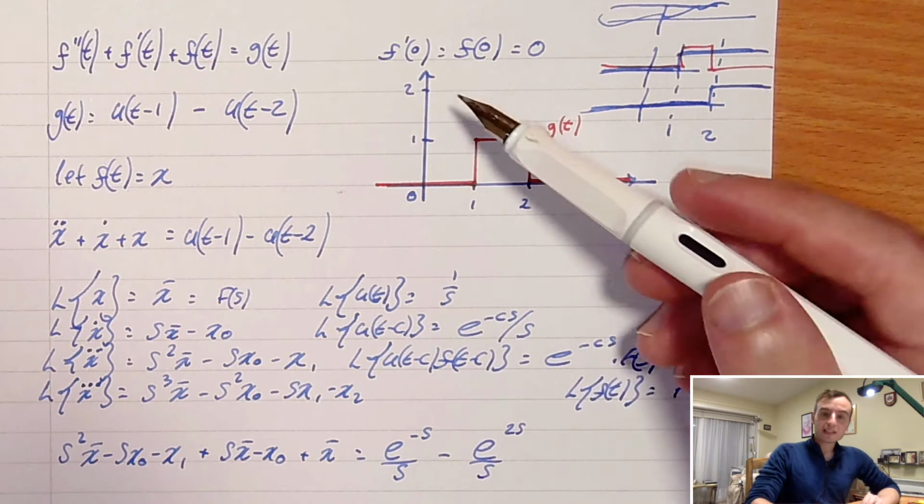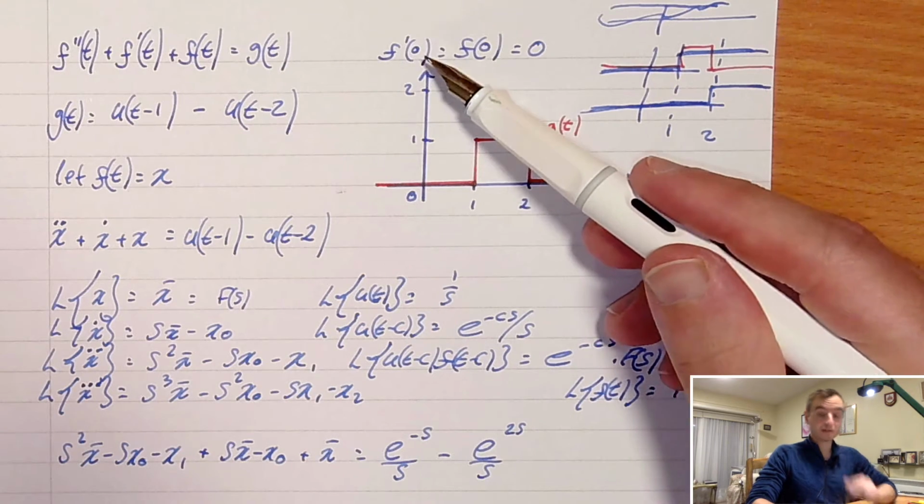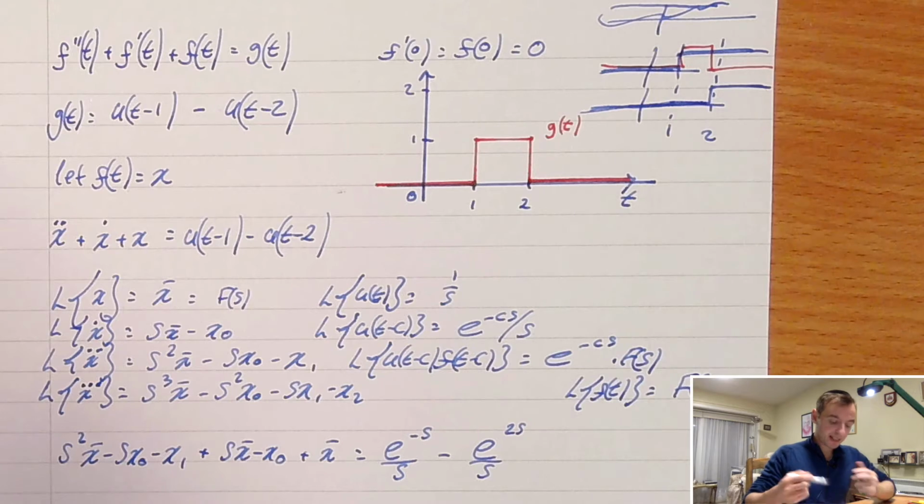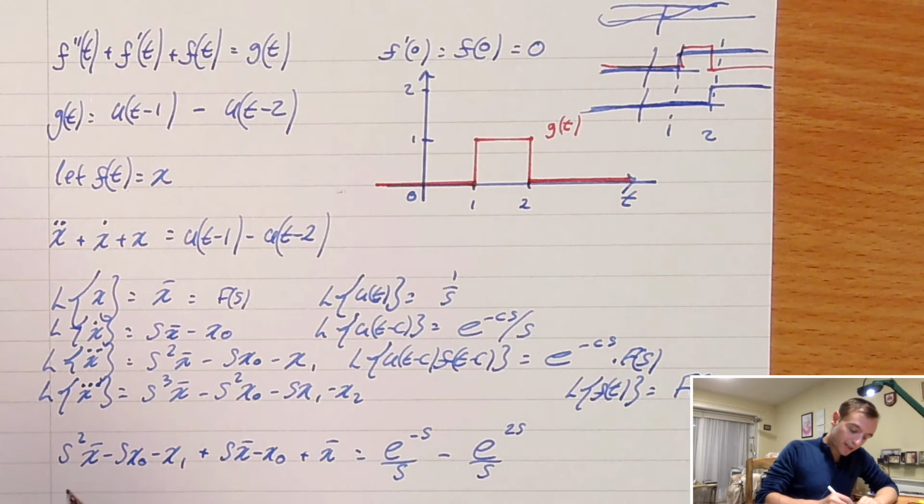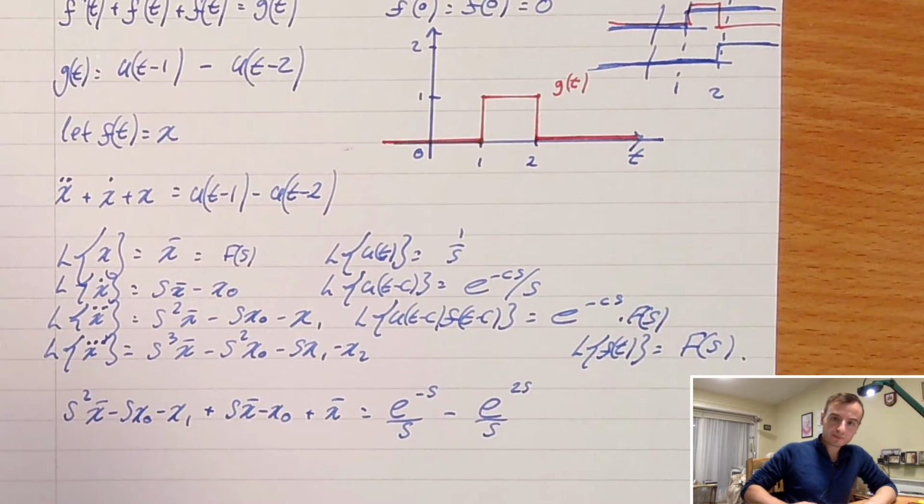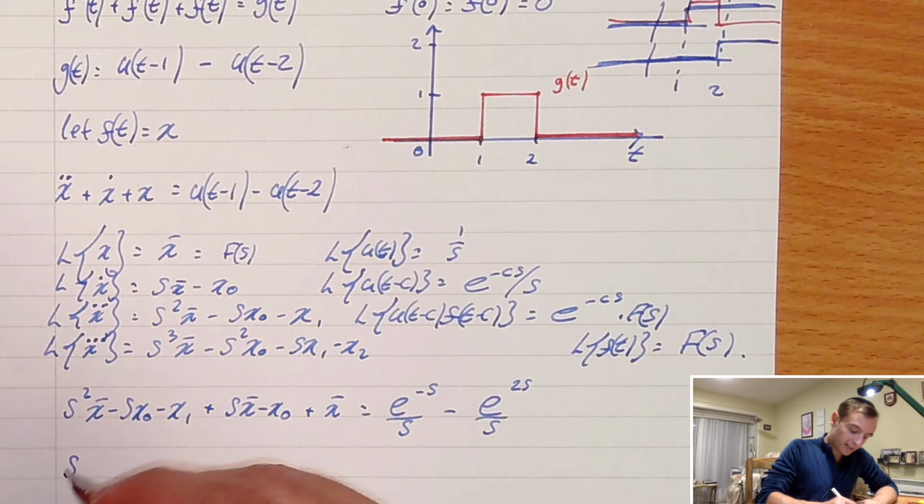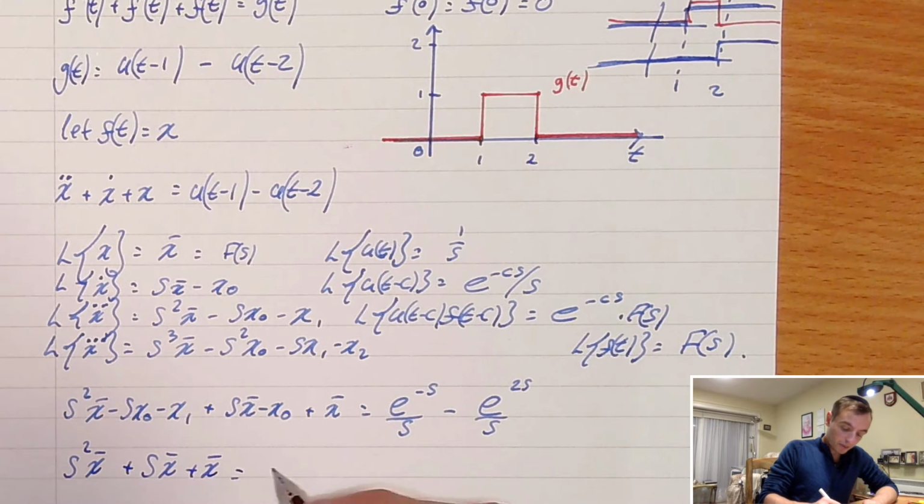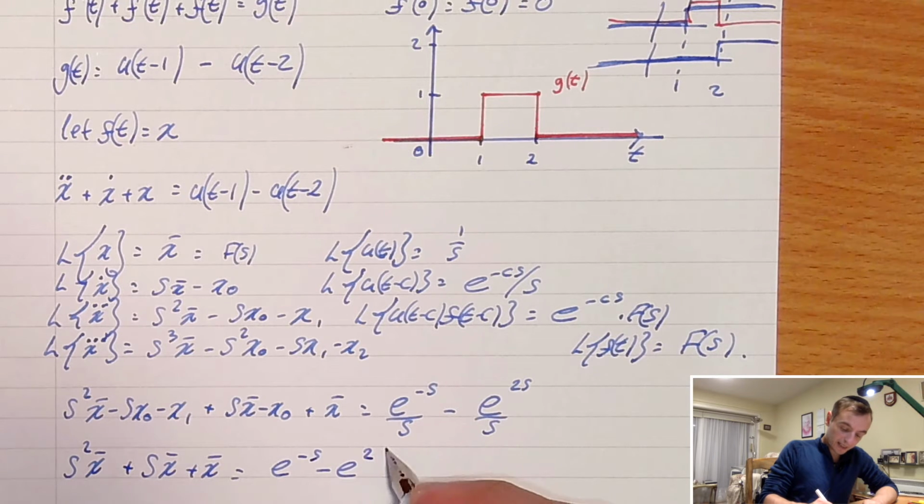Now we know that the initial conditions are such that the first derivative, when t equals 0, is 0, as is the function. So we can say that x0 and x1 are going to be 0. So we can rewrite this, and we can say that s squared x bar minus 0 plus s x bar minus 0 plus x bar equals e to the minus s minus e to the 2s.